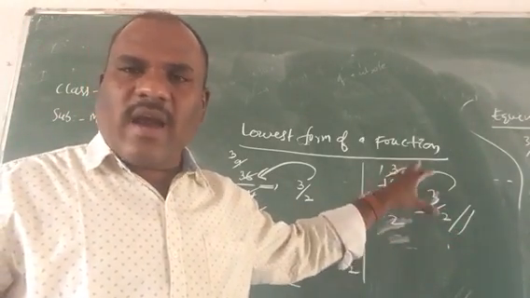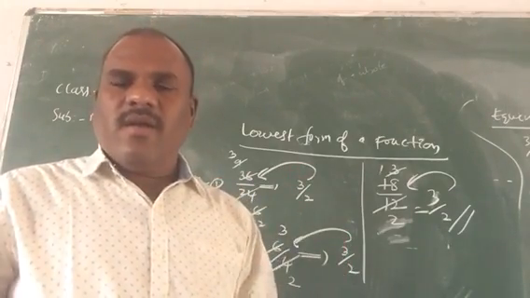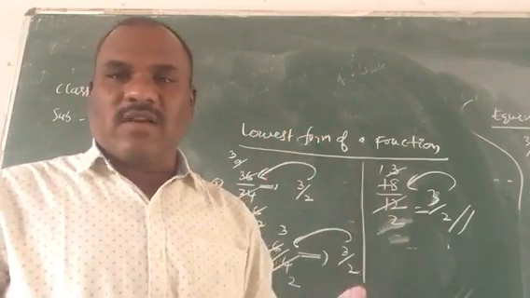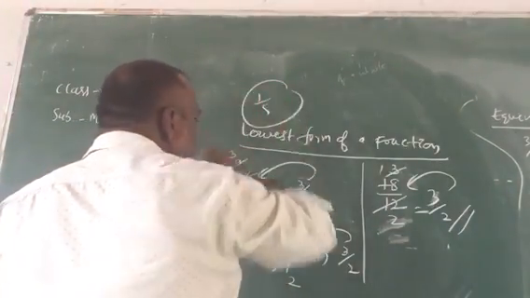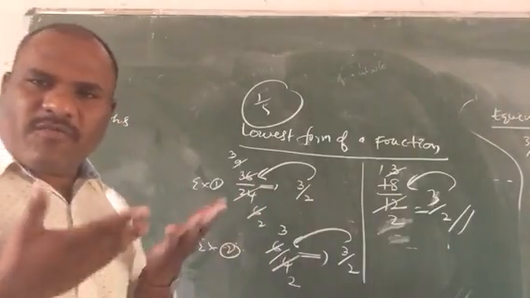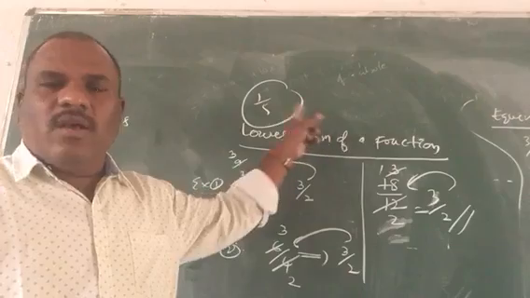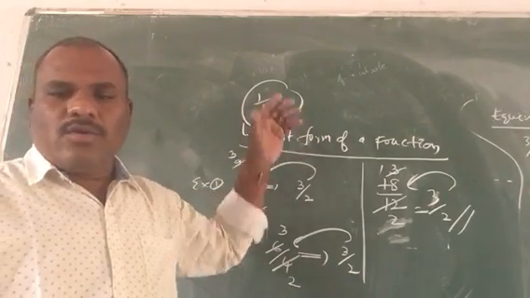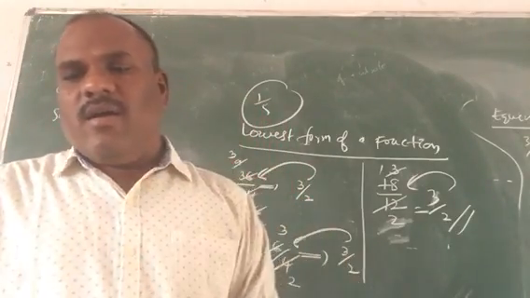Understand? So like that, we can write the lowest form of a fraction if that fraction contains common factors. Otherwise, we cannot write. For example, 1 by 5 is itself a lowest form. So it does not have any lowest form again, because it has no common factors except 1. So like that, we can write the lowest form of a fraction.